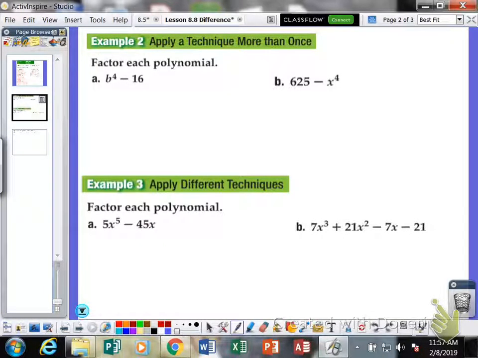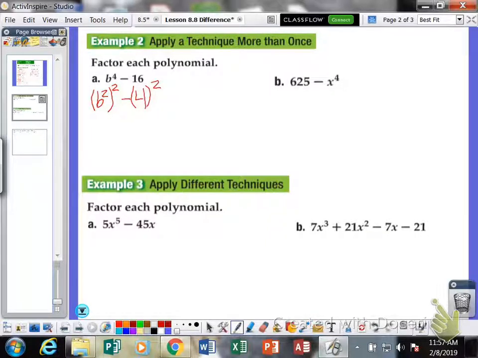Okay, so example 2, apply technique more than once. So we're just going to keep doing these perfect squares. We're just going to do it more than once. So we have b to the 4th minus 16. You can rewrite these as b squared squared minus 4 squared.